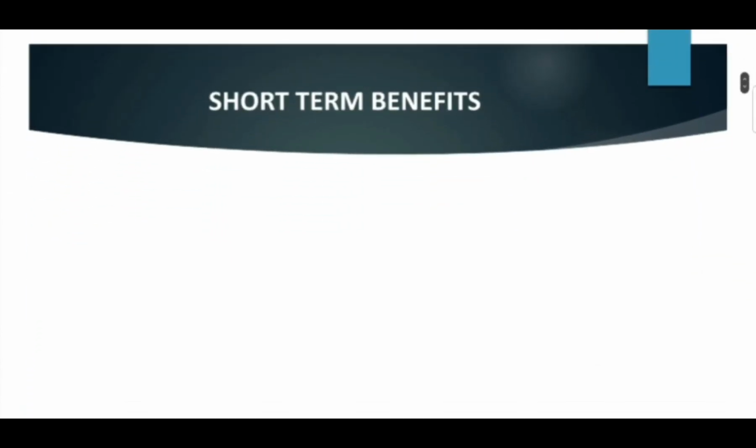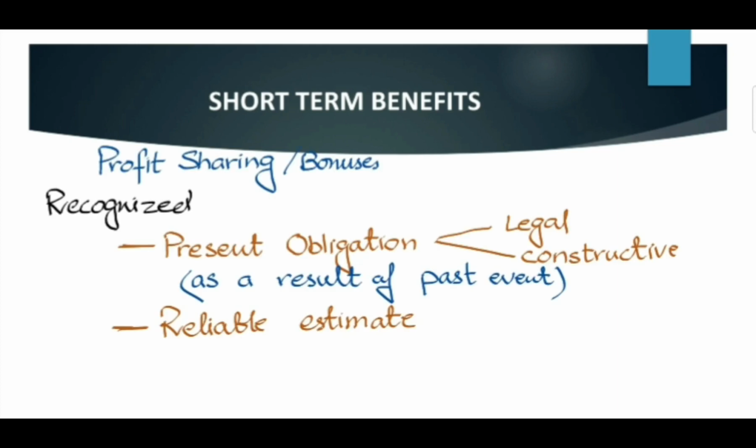Now about short-term benefits, other short-term benefits which are said to be profit sharing and bonuses. These are recognized if entity has present obligation, remember as a result of past event, whether such obligation is legal or constructive, and also the reliable estimate can be made. So these are recognized if two conditions satisfied, if it is a present obligation and if reliable estimate can be made. In case of present obligation, it could be legal or constructive, and this present obligation should be result of past event.